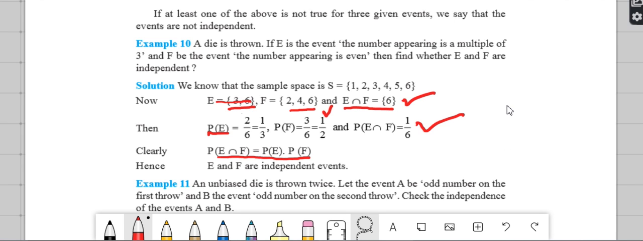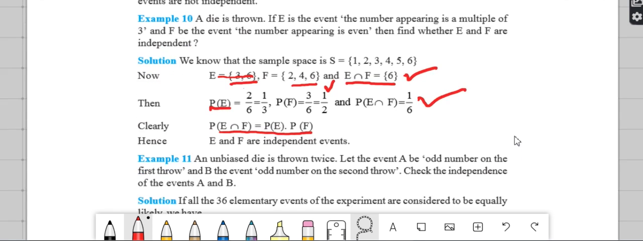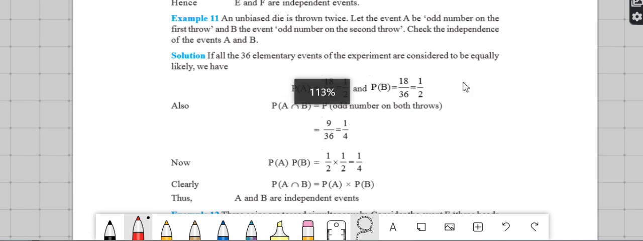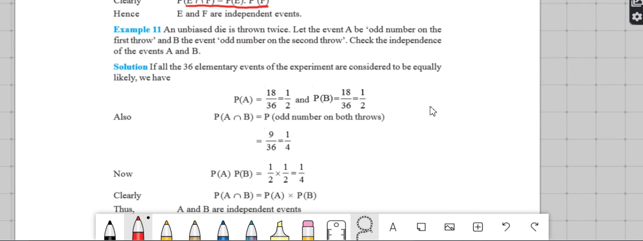So in exercise 13.2, in most of the questions, especially questions 1 to 10, you have to check this part. Not very difficult. Once again, you can check question number 11. An unbiased die is thrown twice. Let event A be an odd number on the first throw and B be the event of an odd number on the second throw. Check the independence of events A and B.